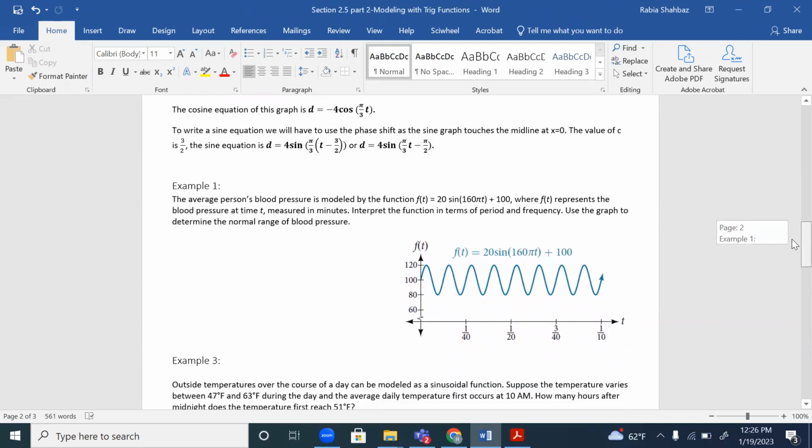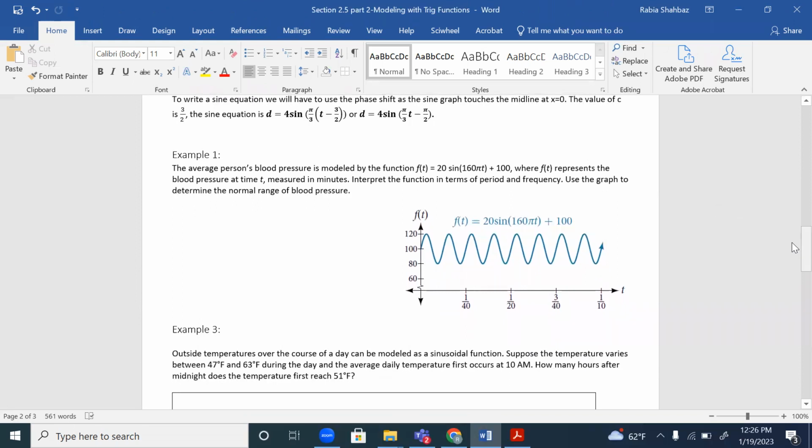So now let's look at an example where we are going to actually do some calculation. What you are seeing here is the blood pressure of a normal person, which you can see is oscillating between the minimum value of 80 and a maximum value of 120.